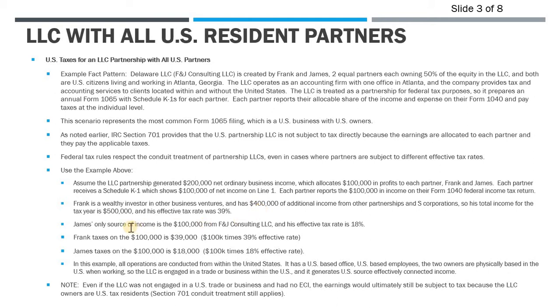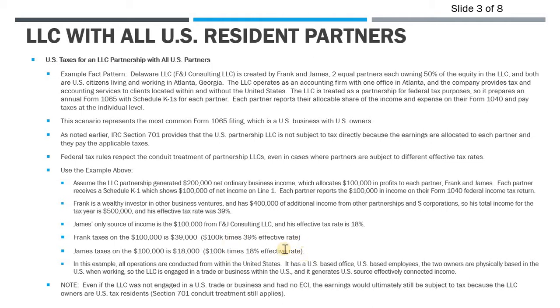Now, if you look at James, his only source of income, let's say, was the 100K from the business, right? So he's got a K-1 that shows the same 100 grand, but because he doesn't make as much money as Frank from other income sources, his effective rate is much lower. So it's going to be 18%, let's say. So Frank's taxes on the 100,000 is going to be 39,000 effectively, because he's in a 39% effective rate bucket. And then James, on his share of the F&J consulting income, is only 18 grand, right? Because he's in a much lower bracket.